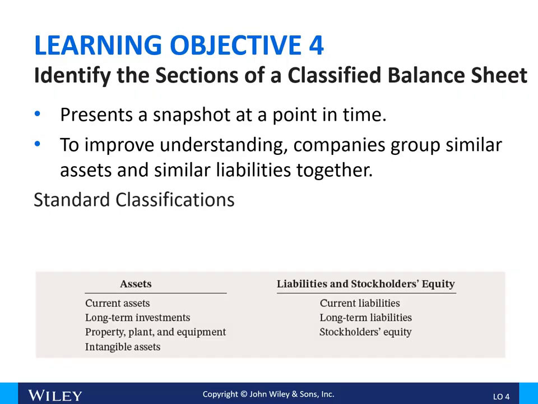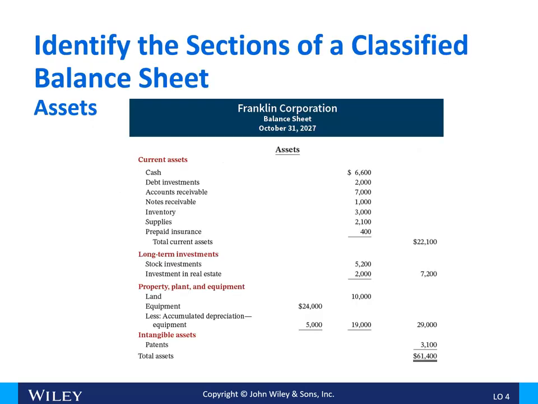Some of the standard classifications we're going to work with in this class: under assets, we're going to look at 4 different categories: current assets, long-term investments, property, plant, and equipment, and intangible assets. Under liabilities and stockholders' equity, we're going to look at current liabilities, long-term liabilities, and stockholders' equity. Okay, so what does that look like?